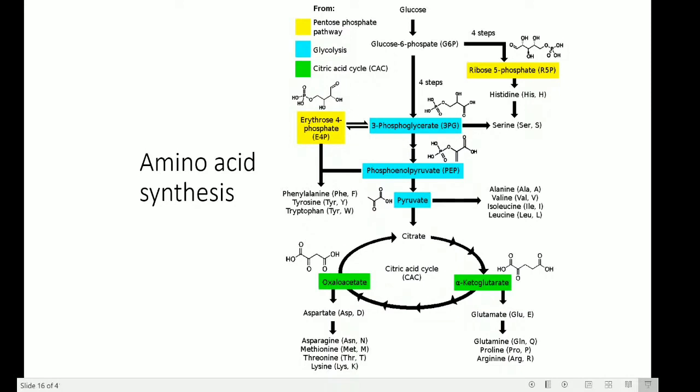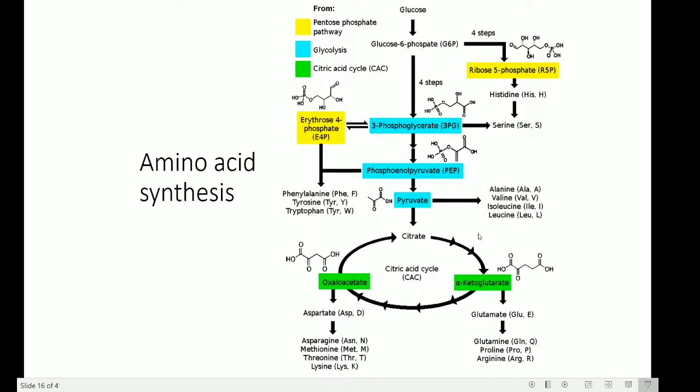Okay, next is glyceraldehyde 3-phosphate, which is converted into erythrose 4-phosphate. This erythrose 4-phosphate helps to produce phenylalanine, tyrosine and tryptophan. This is also following the pentose pathway. In the colors mentioned here, the yellow things are the pentose pathway, blue is glycolysis, and the green color is the citric acid cycle.